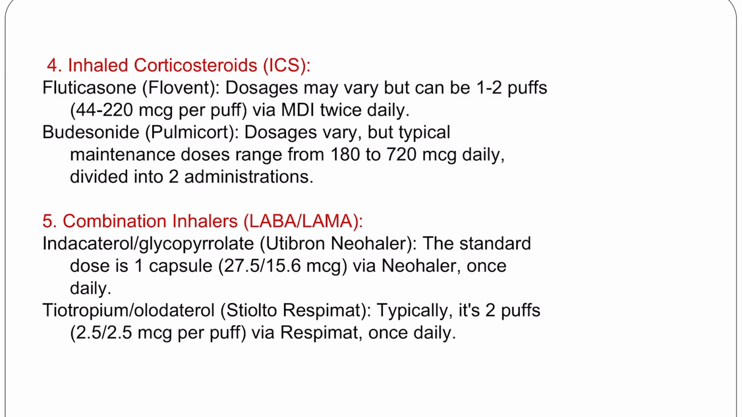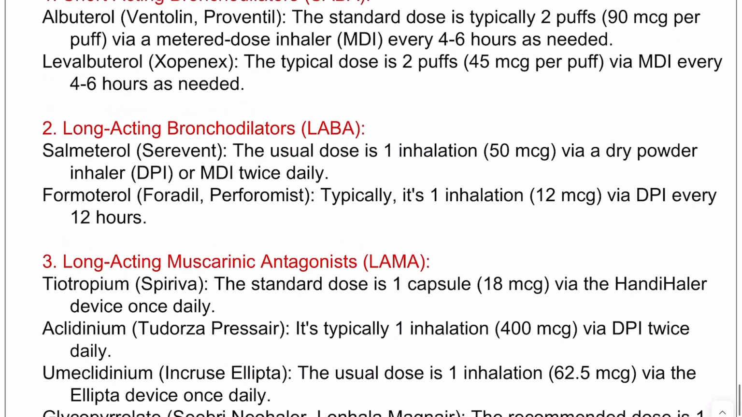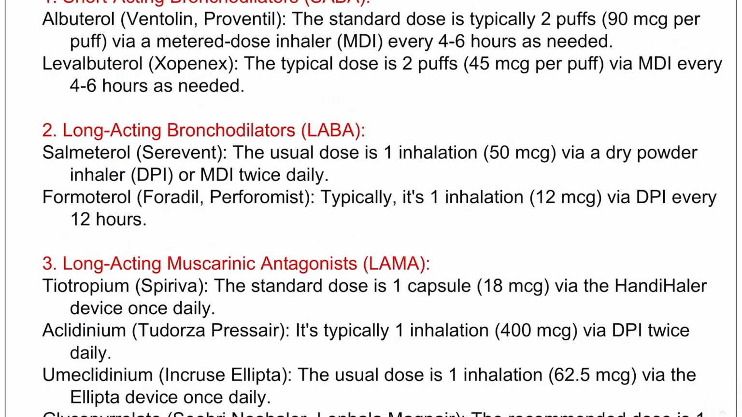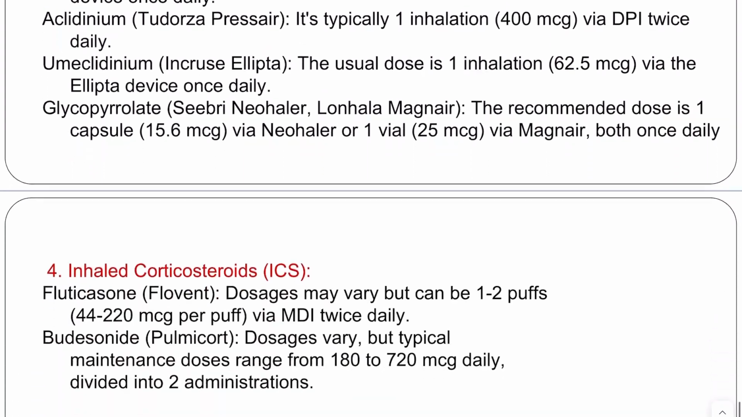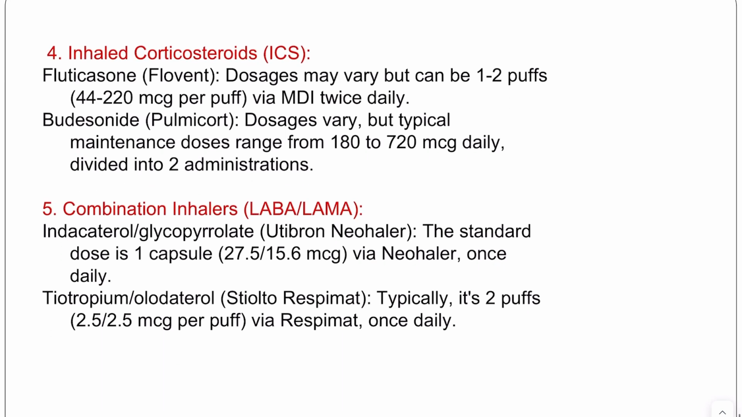And then we have the combination inhalers, which include LABA and LAMA combined, like tiotropium and olodaterol. My idea for putting all these things here was that sometimes they may ask these simple things: tell me a bit about the types of inhalers. So you must know thoroughly that we have short-acting bronchodilators, long-acting bronchodilators, long-acting muscarinic antagonists, inhaled corticosteroids, and combination inhalers as well.